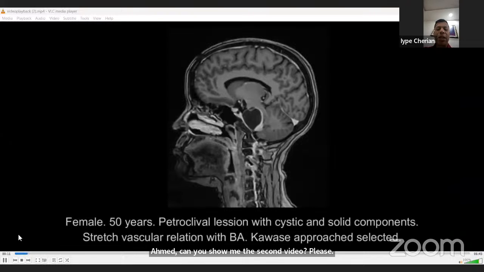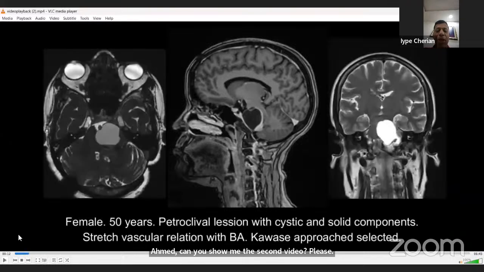Yeah, so this is a minimally invasive, minimal access petroclival lesion. You can see one thing. Ahmed, can you pause this here, please? You can see the basilar artery. On the first cut, you can see the basilar artery very, very close to this lesion. You know, cystic lesions, you can see the lesion and that dot there.